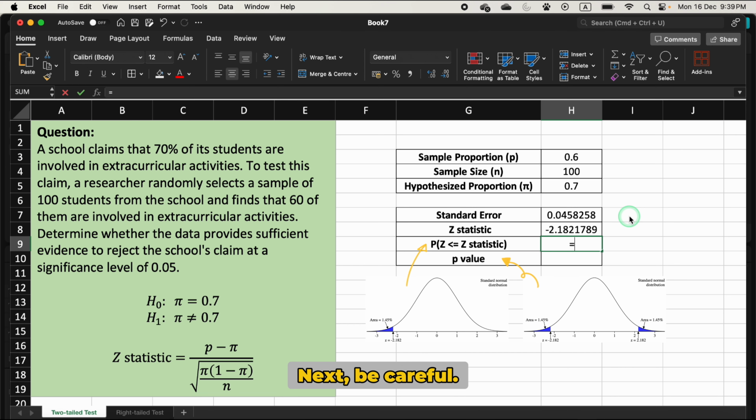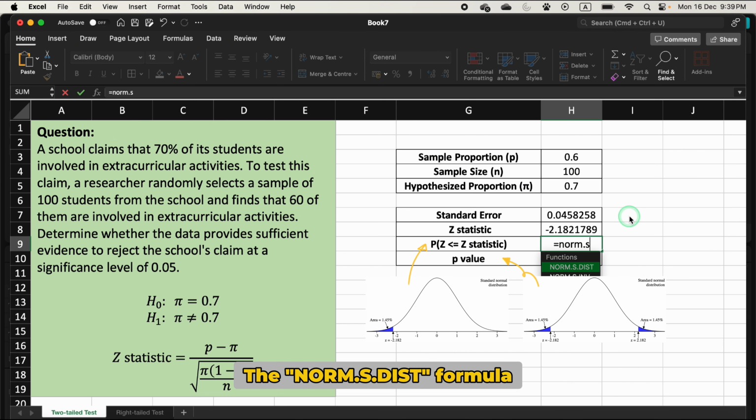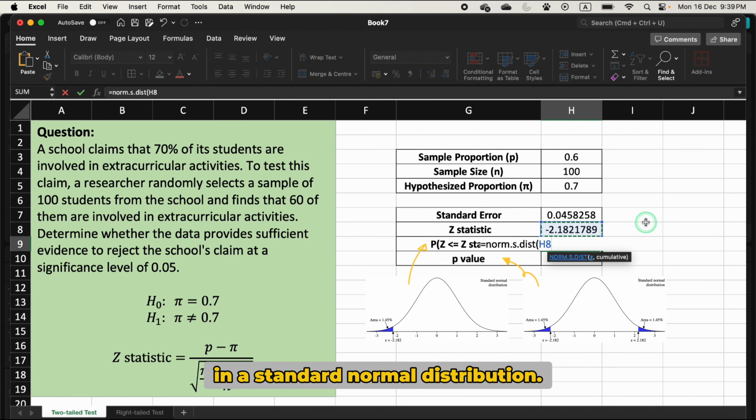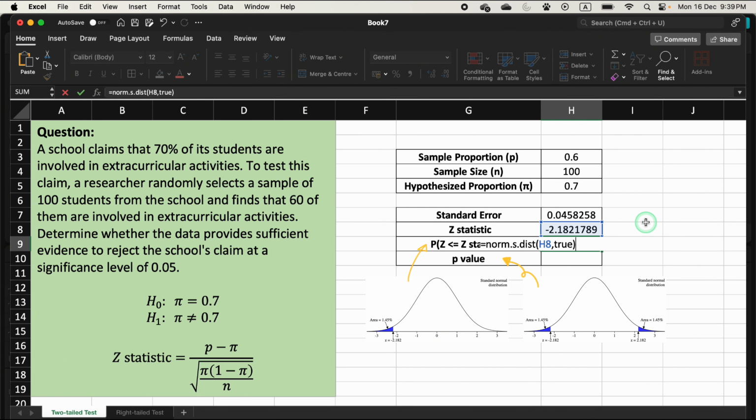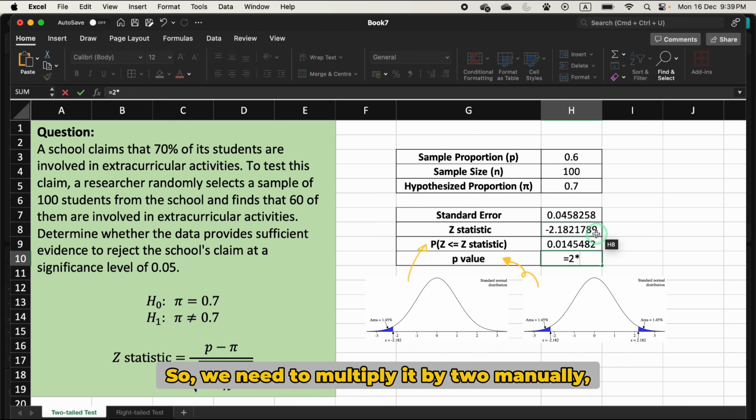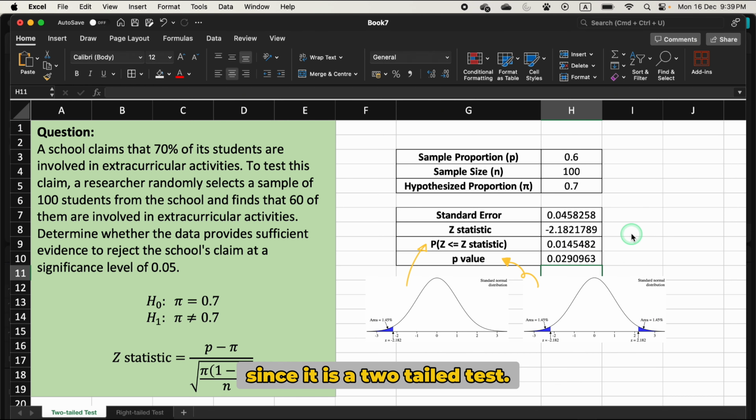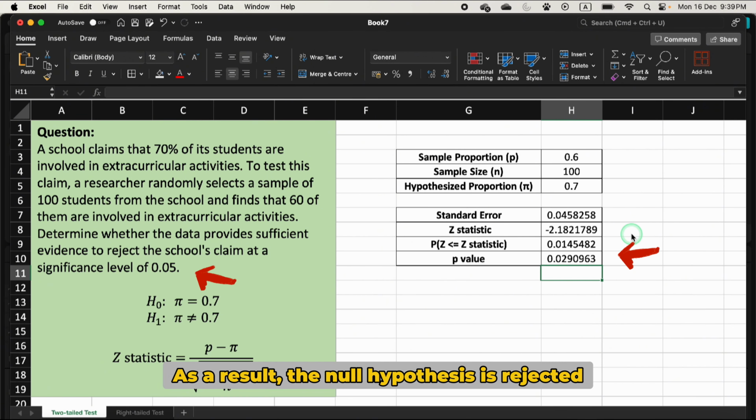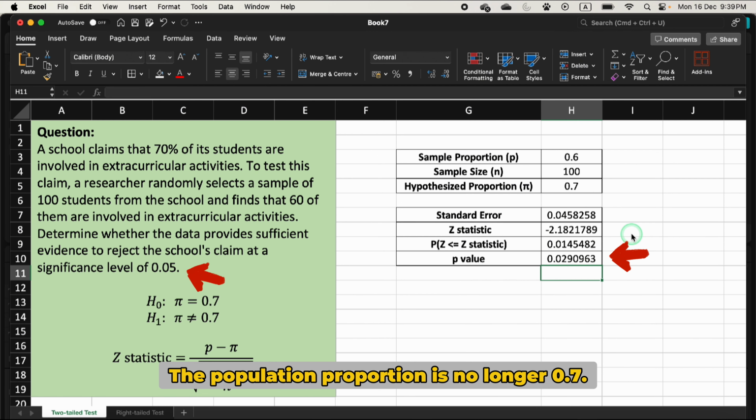Next, be careful, the NORM.S.DIST formula can only compute the probability less than the z-statistic in a standard normal distribution. So, we need to multiply it by 2 manually since it is a two-tailed test. As a result, the null hypothesis is rejected as the p-value is less than 0.05. The population proportion is no longer 0.7.